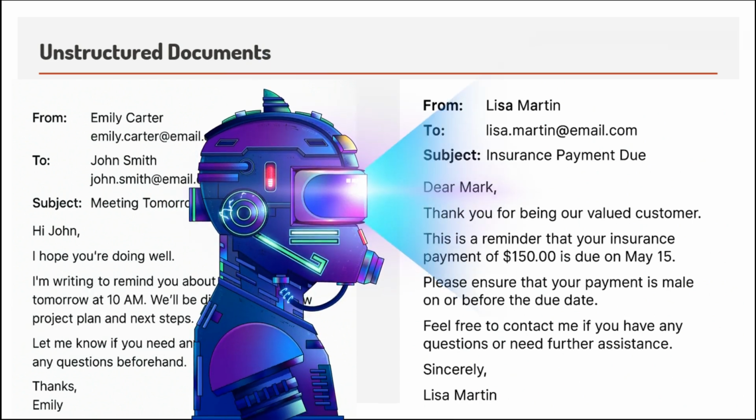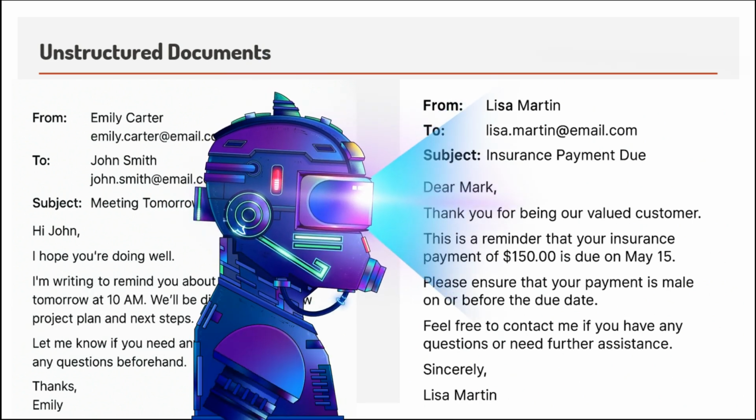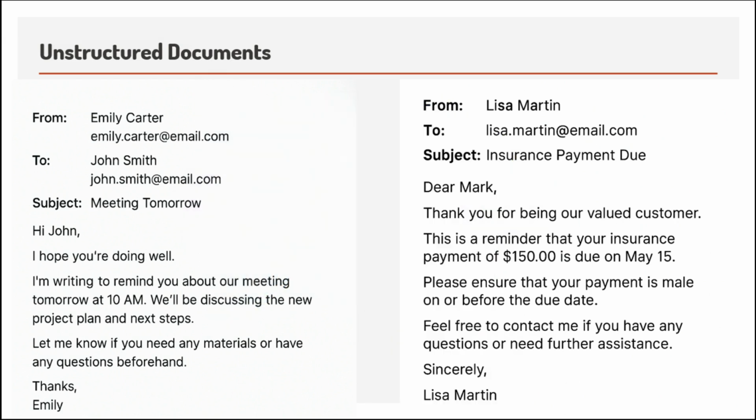So you can compare these two emails. There is no key and value pair here. The meeting time is tomorrow at 10 a.m. We can understand because we are human, right? But a bot will not be able to understand. We have to use AI.